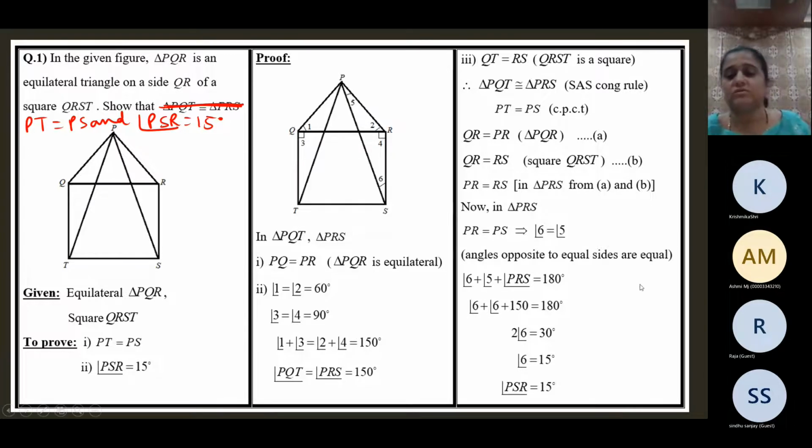Please go through the proof, children. Okay, let me read it for you. Let me do it again for you.